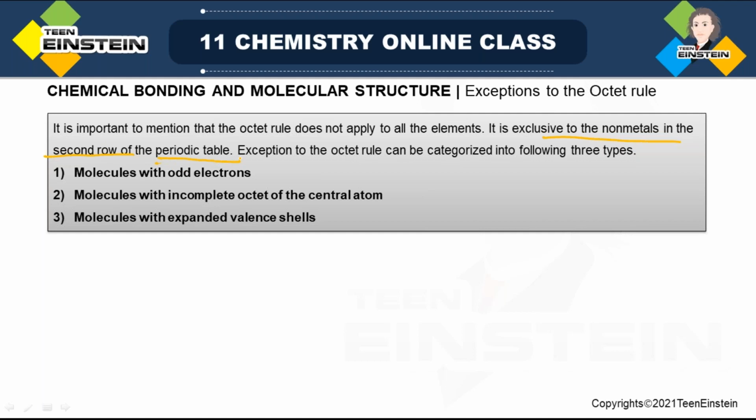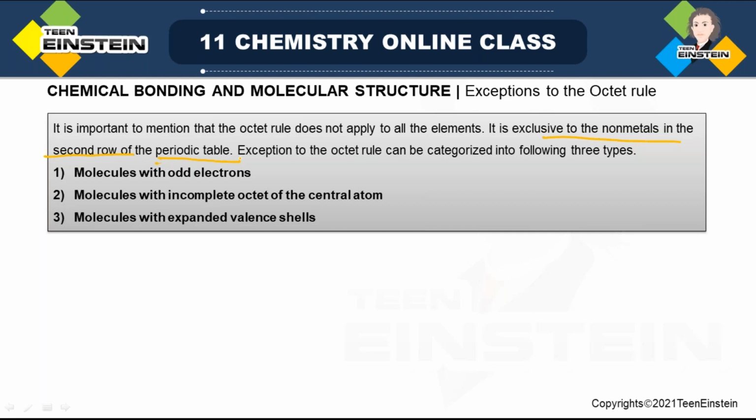So for oxygen, nitrogen, carbon, you will see the octet rule can always be applied successfully. But there are some cases where you can find exceptions and the octet rule is not maintained. So what are those cases? The first case is molecules with odd electrons. So there are some molecules where the total number of electrons is not even. It is 7 or 11 like this. We will obviously see examples.